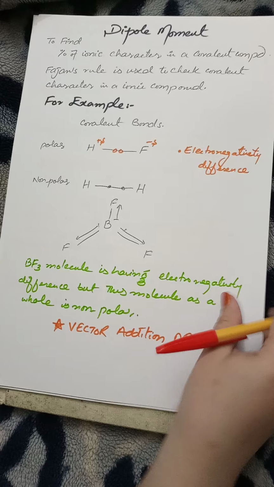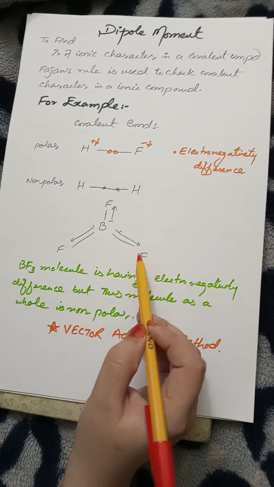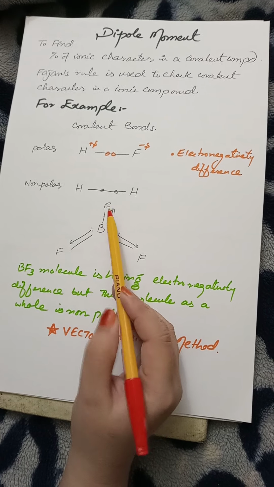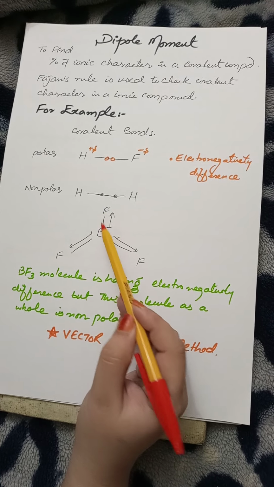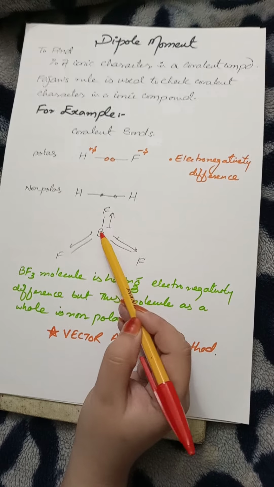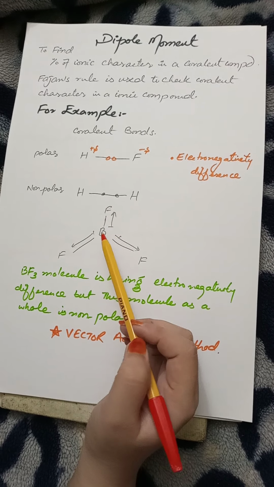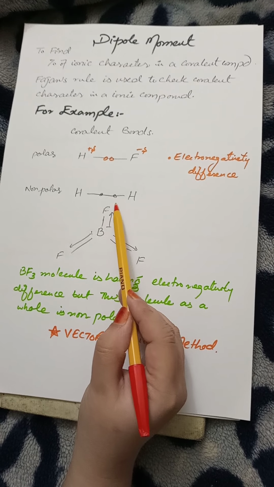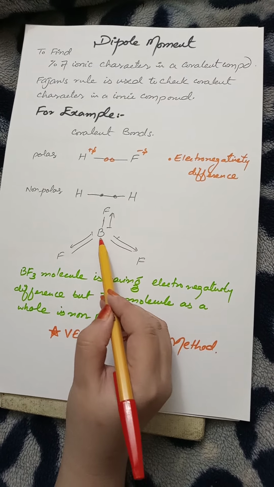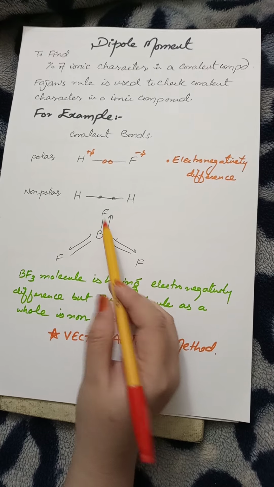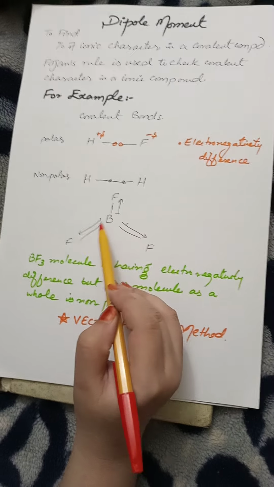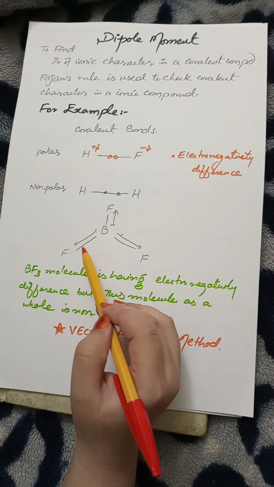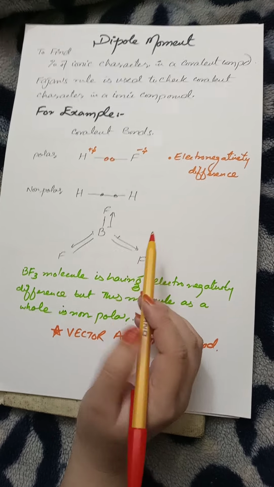Now we have a third example, the BF3 molecule. In the BF3 molecule, if you consider a single bond between boron and fluorine, we have an electronegativity difference between these bonded atoms. Fluorine is more electronegative than boron, and the shared electrons will be more attracted towards fluorine, making fluorine partially negative and boron partially positive. So two poles are created in this BF bond, and in the whole molecule, you can see we have three BF bonds.